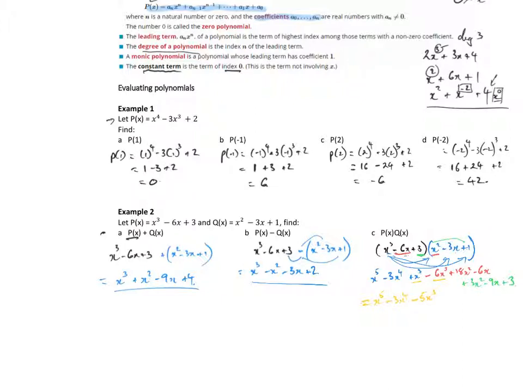So I've done that, and that. 18x squared plus 3x squared, 21x squared, minus 6x minus 9x is minus 15x, and I've got plus 3 left. Okay, so a lot of it's just getting used to a little bit of terminology, but that's just applying my index laws.